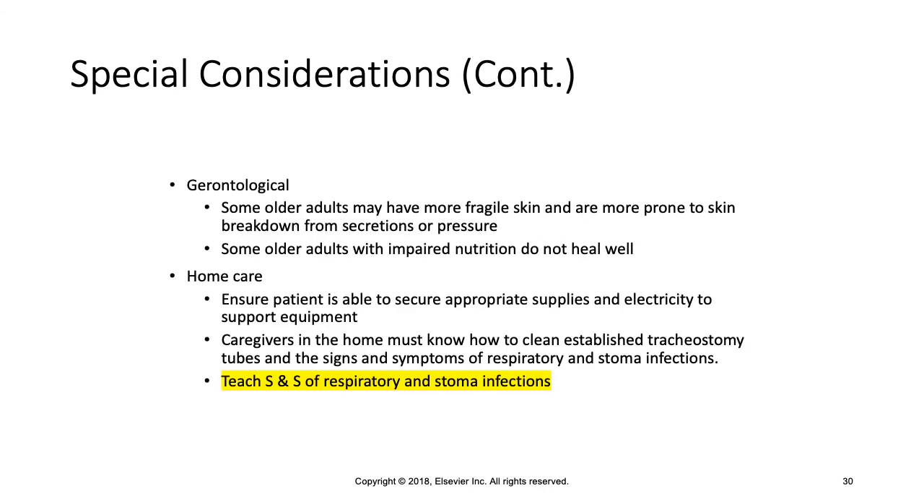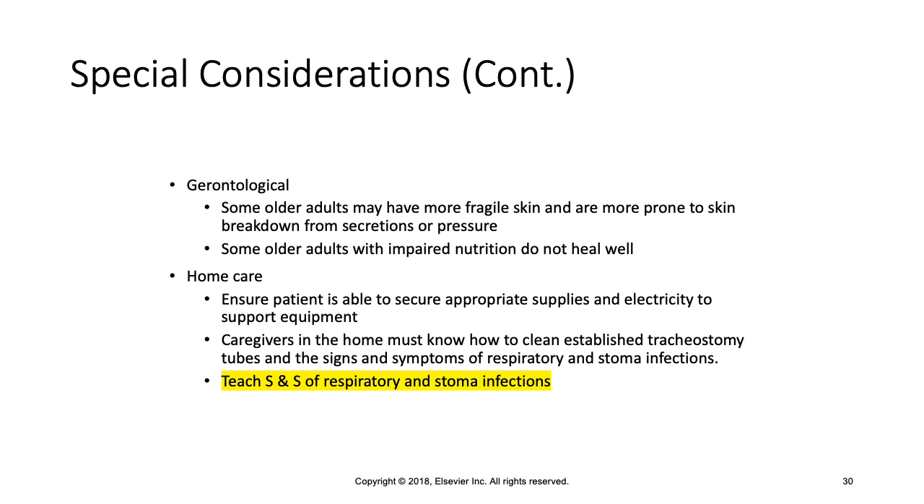Special considerations with our older patient population. They have more fragile skin, more prone to skin breakdown from secretions that may come out of the tracheostomy tube or from pressure from the trach ties being too tight. So we need to be aware of that. Be aware of the fact that if the patient has impaired nutrition, they won't heal as well from their new tracheostomy tubes being put in place.